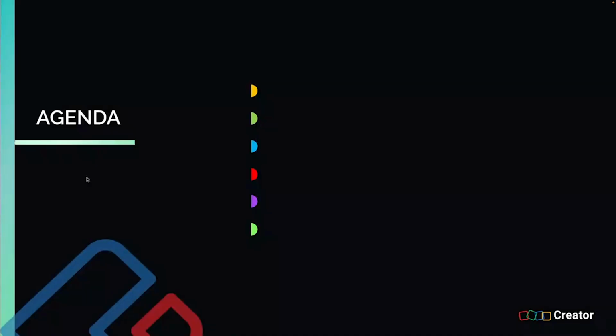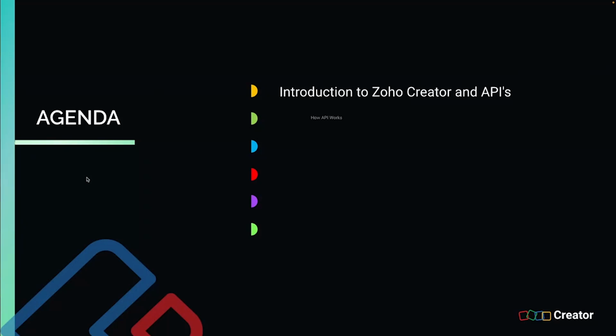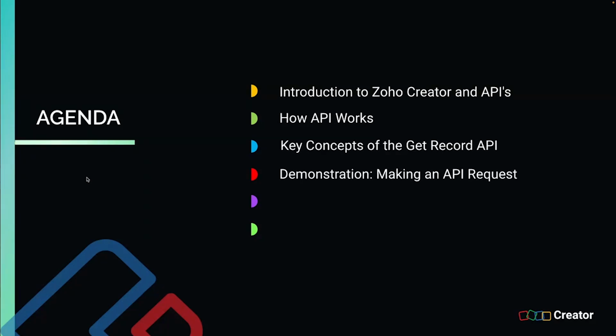To kick off this webinar, we'll be discussing the agenda for today. First, I'll provide an overview of Zoho Creator and its API, including how they function and their key concepts. Next, I'll showcase a live demonstration of making an API request and explore the real-world scenarios and use cases of using an API. Post which, we will have a Q&A session wherein you can ask your questions and we will clarify your questions over there.